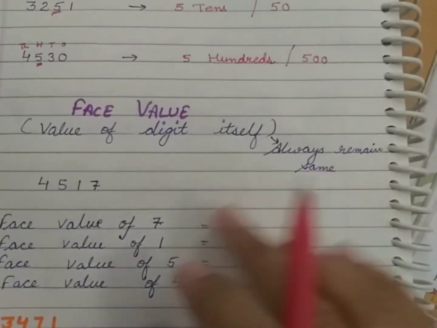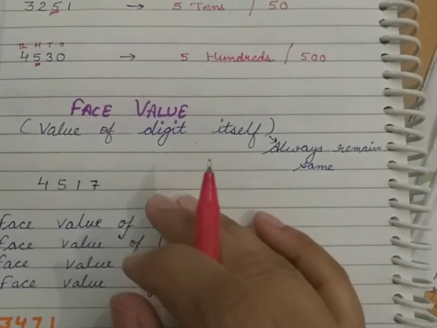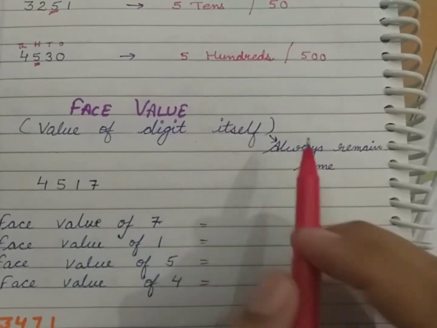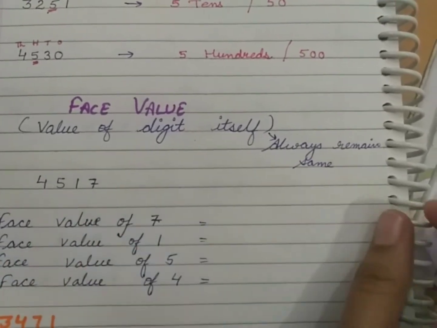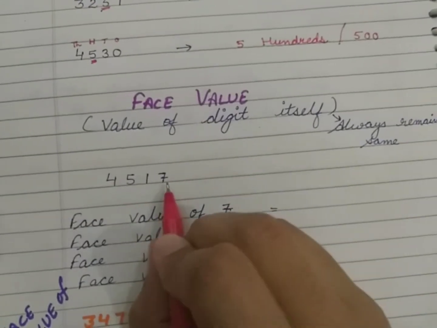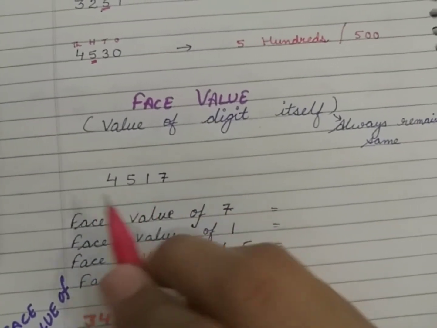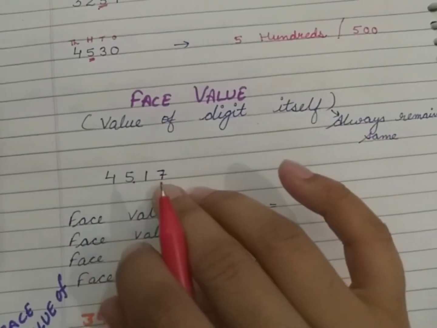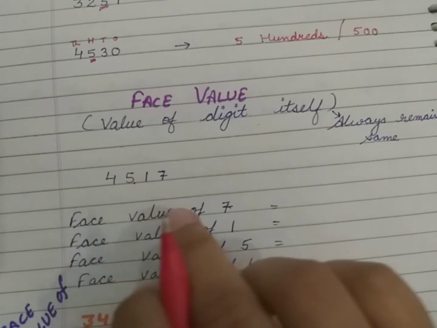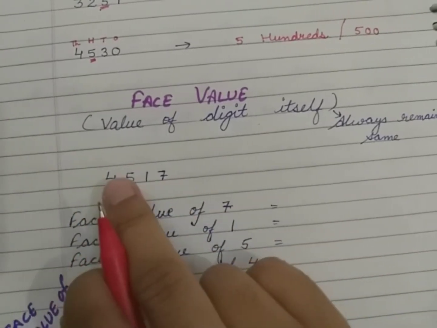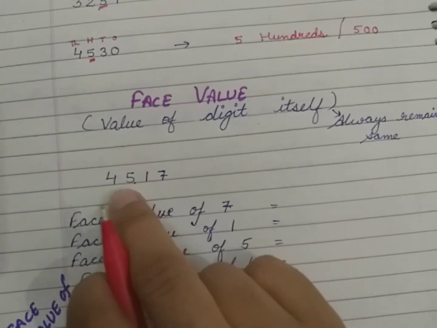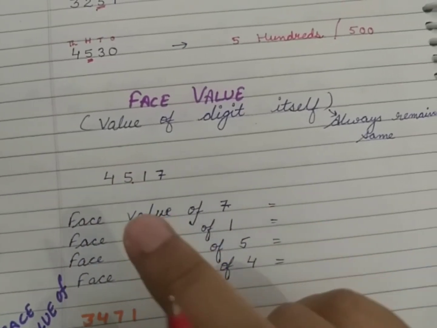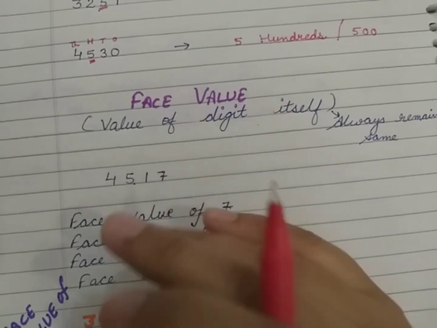Now let's move on to face value. Face value means the value itself. So the value of that digit itself always remains the same, it doesn't change. Like if I ask the face value of 7, it will be 7 only. Face value of 5, it will be 5 only. It doesn't depend on the position of that digit. If we ask the face value of 5, it will be 5. 4, it will be 4. The same number you have to write. It means face value is the value itself.